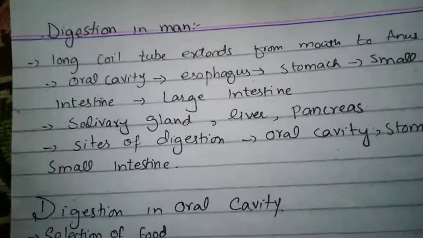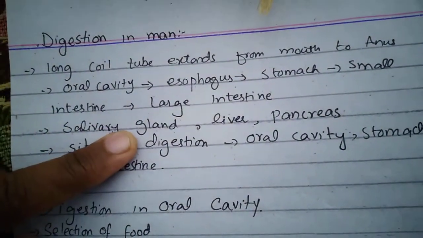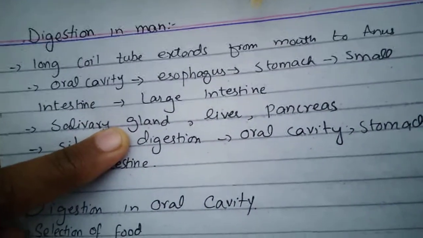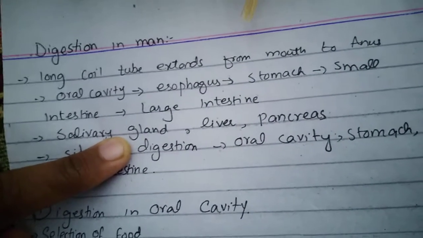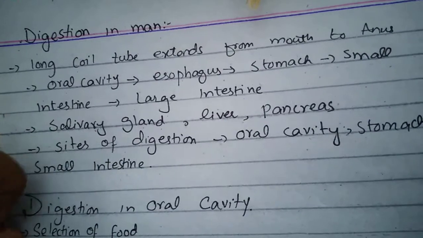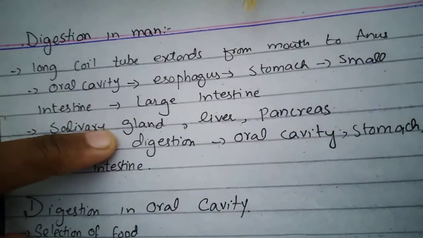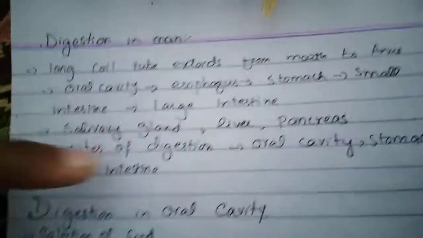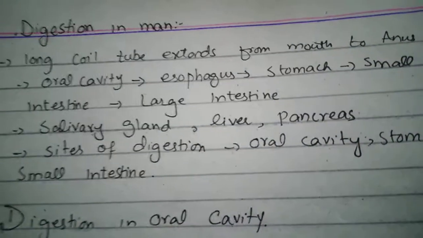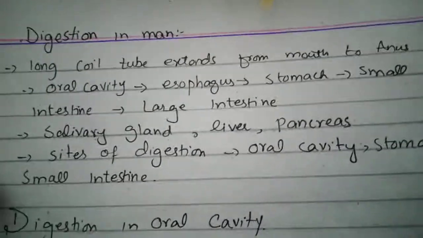Various glands are also included. Salivary glands are present in the oral or buccal cavity, in your mouth. The liver is involved in the detoxification of various substances in your body. The pancreas is involved in the release of digestive enzymes as well as insulin and glucagon.